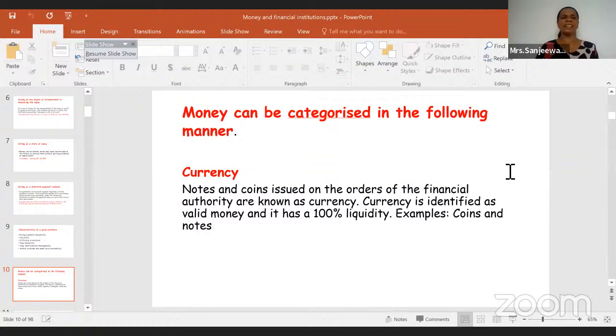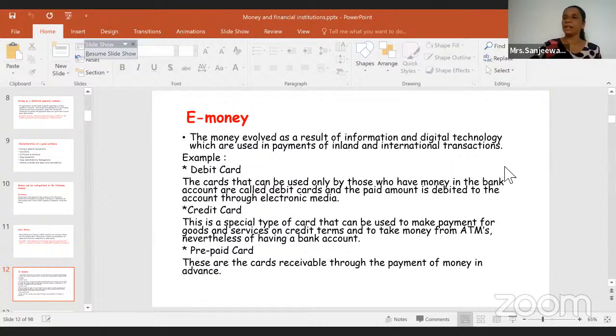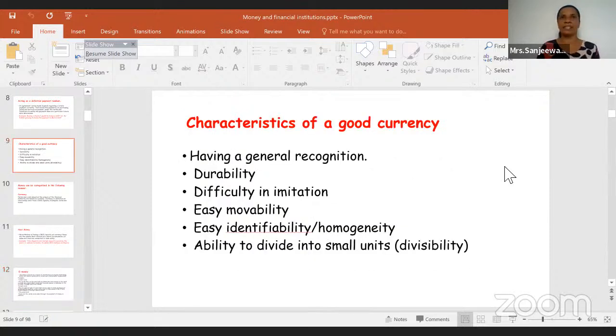What do you mean by having a general recognition? Now, you can just check the note and you can see, okay, this is 100 rupees. You can check 500 rupees and say that is 500, because the ability of general recognition is there. And durability in the sense that you won't be using the money for only 1 month, you can use that for a long period of time. That's durable, right? And difficulty in imitation. You can't print at home, no, right? You can't copy that and use it instead of the real money, no? You can't do it because there are some security features, right? So difficulty in imitation is also a characteristic.